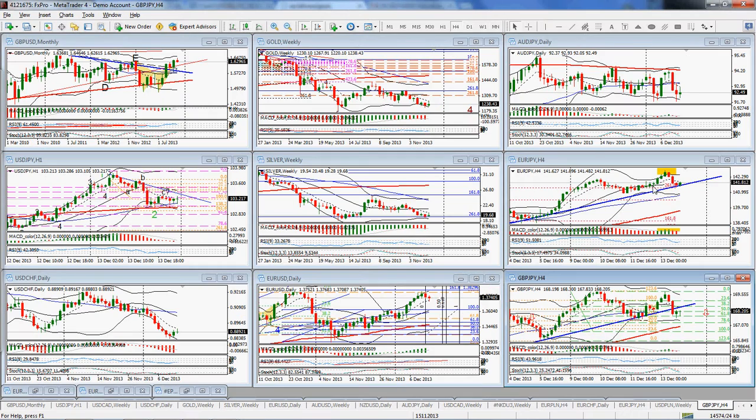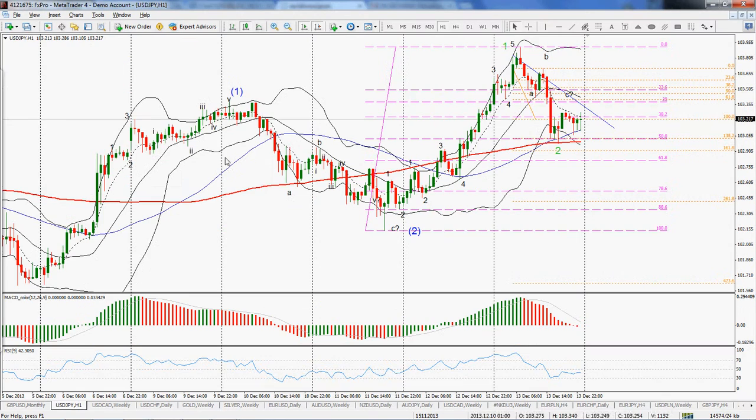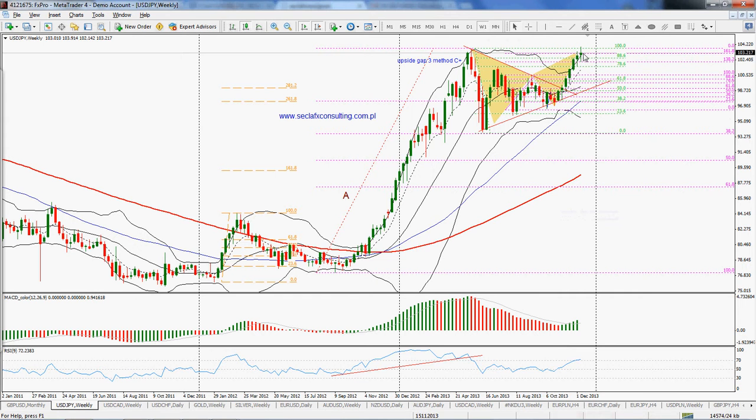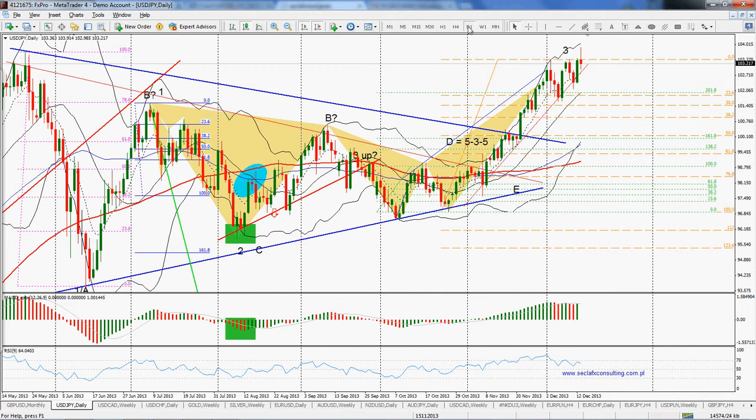Good. So that was the Great Britain pound Japanese yen. USD Japanese yen monthly. Again, this is the moving average 100. So those reactions to this 100, a break above this 100, should bring the market to the upside. Good. On the weekly a doji, so a weaker candle. On the daily, a red one as well.